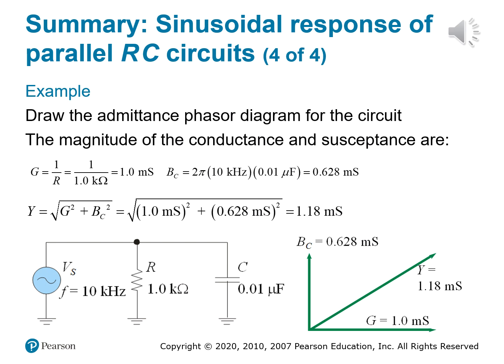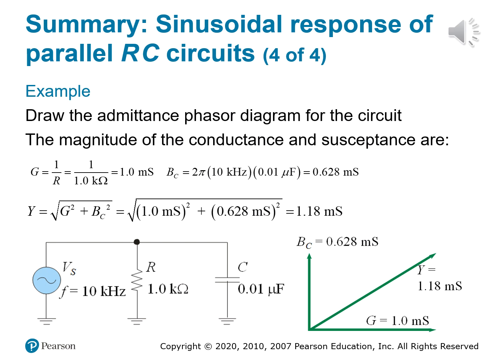And G is easy, right? So G is equal to 1 divided by R. So 1 divided by 1 kiloohm, that's just going to give me 1.0 millisiemens. For susceptance, the capacitive susceptance, it's going to be equal to 2 times pi times f times C. So 2 pi times 10,000 times 0.01 times 10 to the negative 6. And that gives us 0.628 millisiemens.